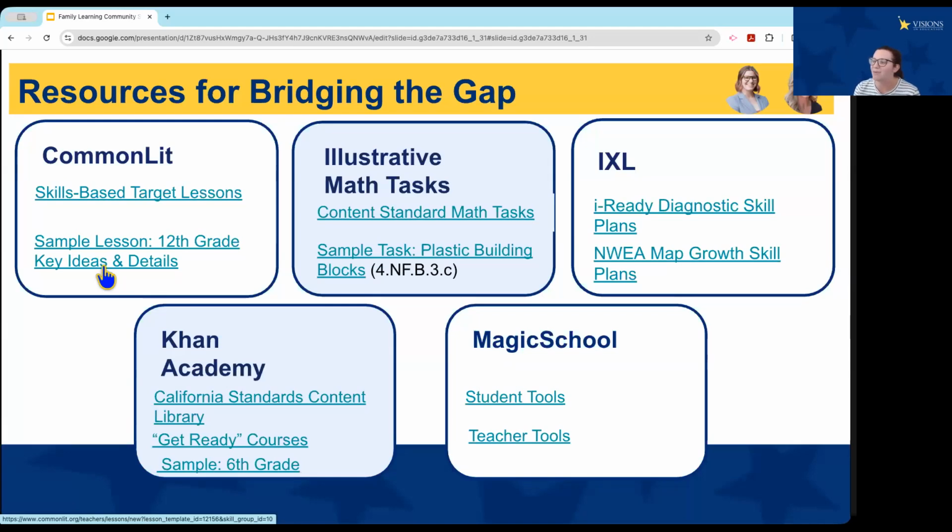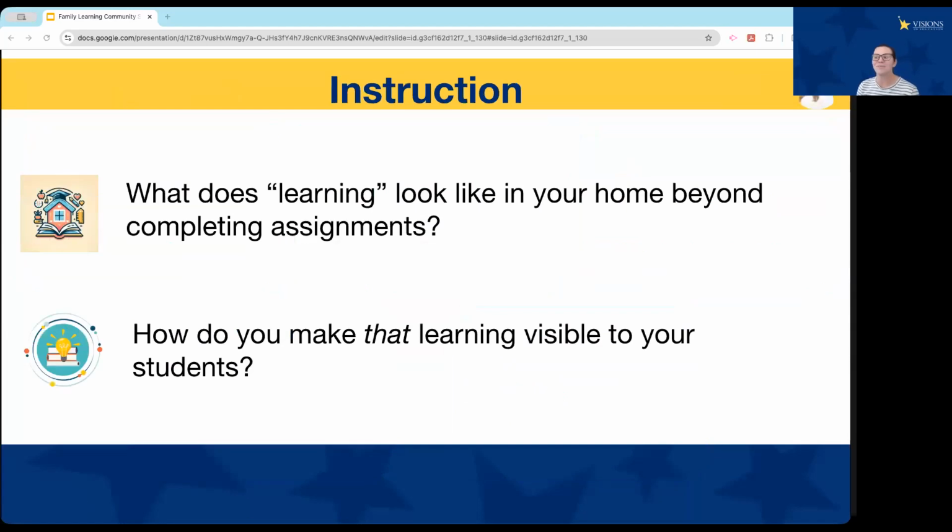There's a couple of other examples here. Illustrative Math Tasks, iExcel, and Khan Academy are all great libraries for resources to go deeper on ELA or math skills. And then Magic School has some resources for students and for teachers to lean in on specific targeted skills as well. So, following sharing these resources, we turned it over to our instructional team who talked about making learning visible.